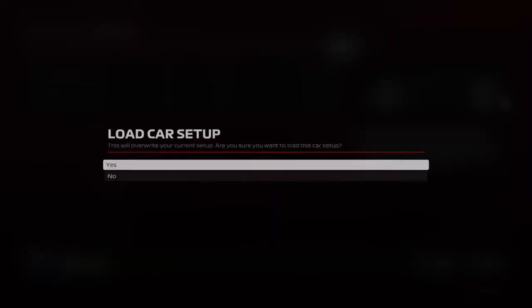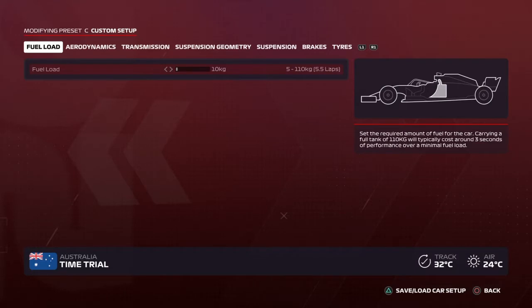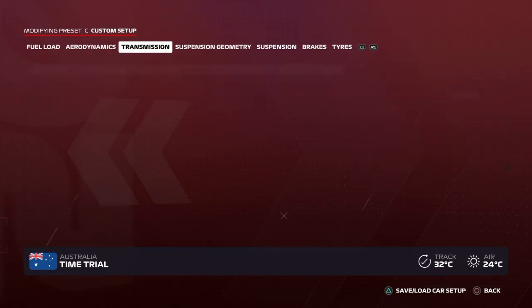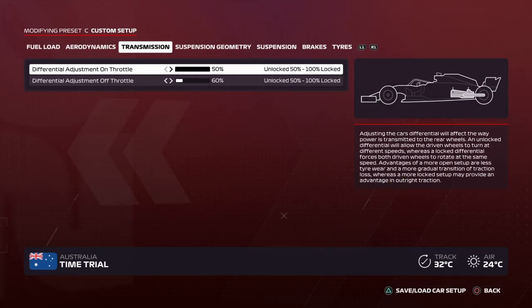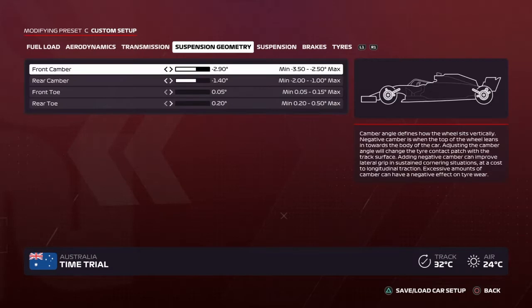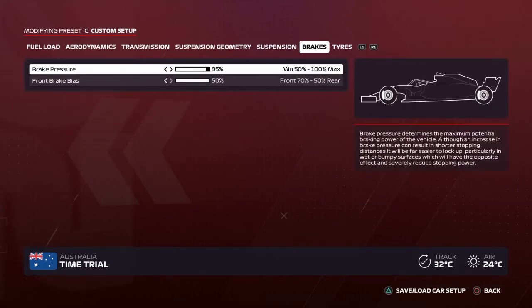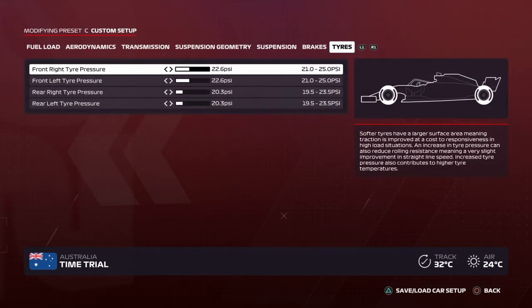So then, Vietnam. I haven't included the short tracks because you can pretty much use the Bahrain setup, but maybe just reduce the wings a little bit. 4.7 wings, 50/60, 2.9, 1.4, and then all the way to the left. 5.86, 935, 95/50, 22.6, and 20.3.